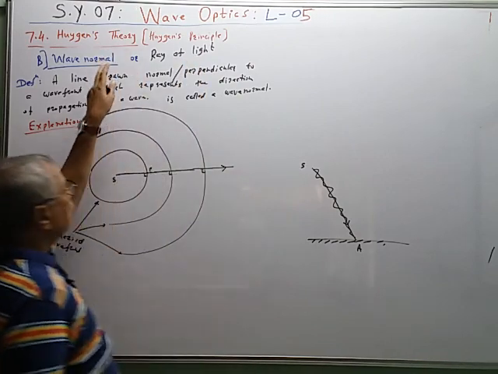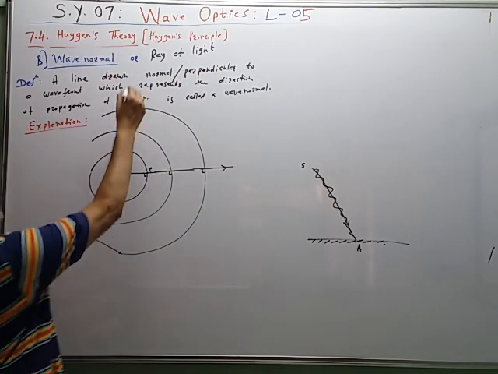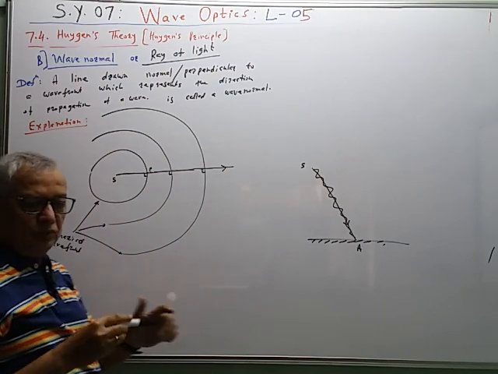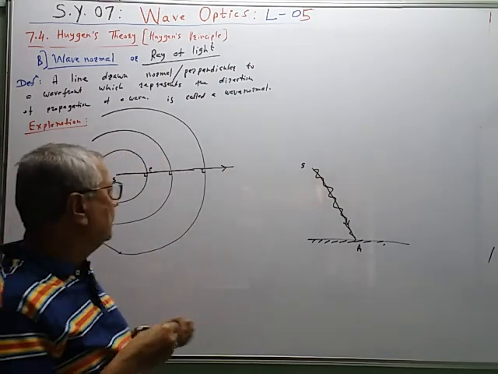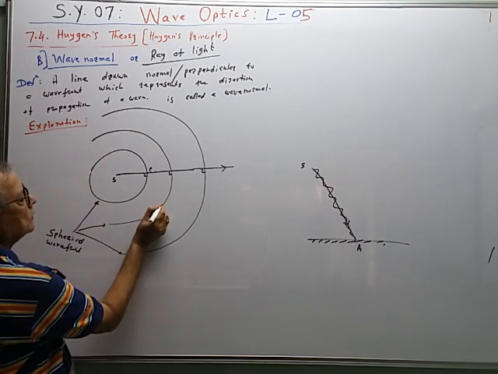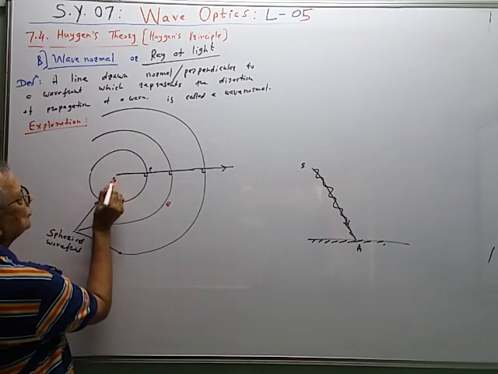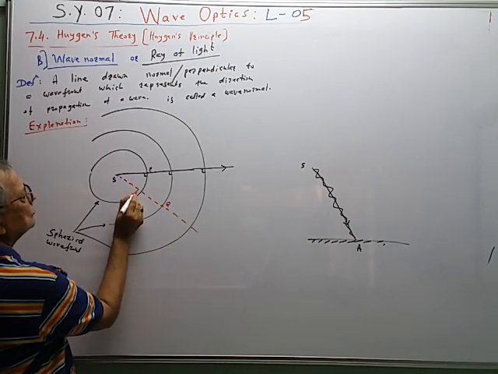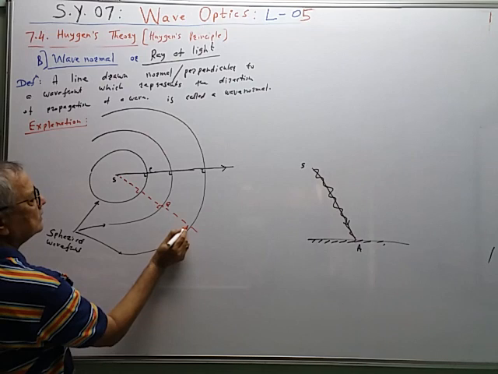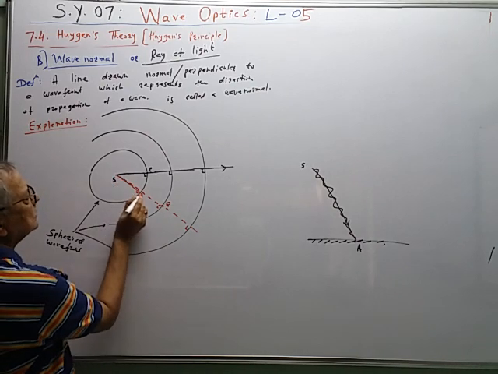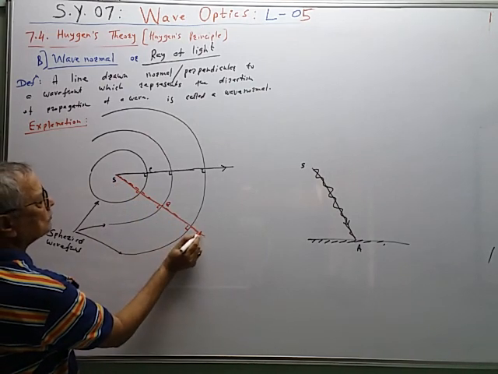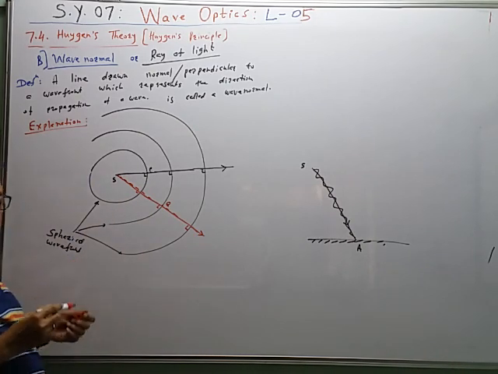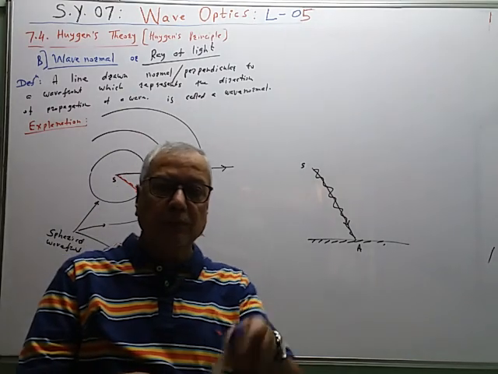So wave normal and ray of light both have the same meaning like this. Now if we consider the point Q on the second wavefront, say here. So if we join SQ, then this line is again normal. This angle is 90 degree, this 90 degree. So this line is also representing the wave normal. So light energy is carried in this direction. So SQ is also wave normal.